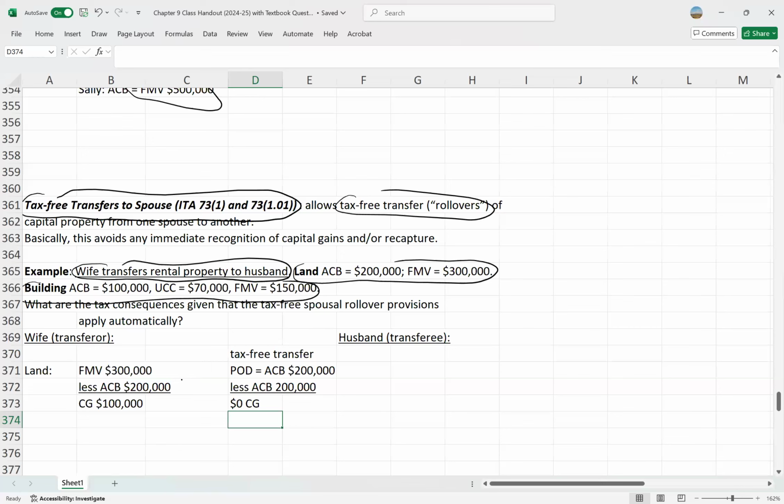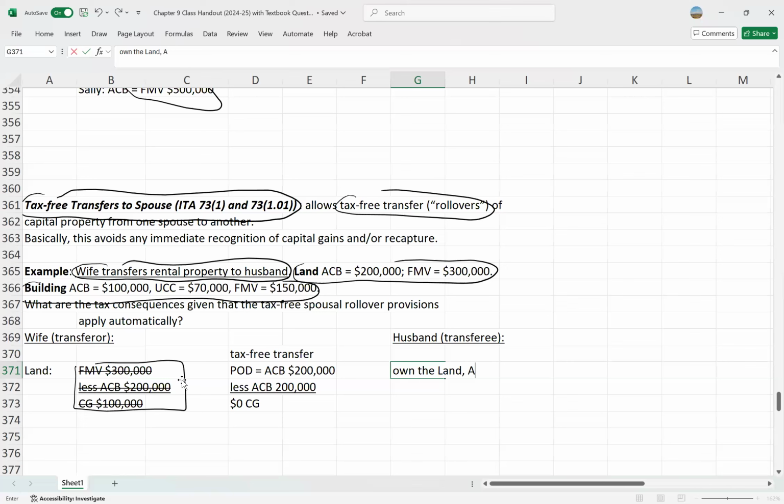So normally, if there was no such rule, they would have to transfer it at fair market value, resulting in a capital gain. But using the tax-free transfer, we can basically avoid all of this and do it tax-free. So then what will happen is the husband now will own the land and he will hold it with an adjusted cost base equal to the same cost that the wife held it, which was 200,000.